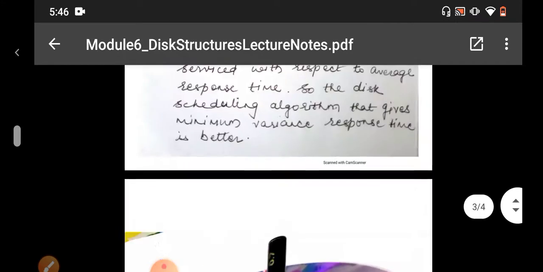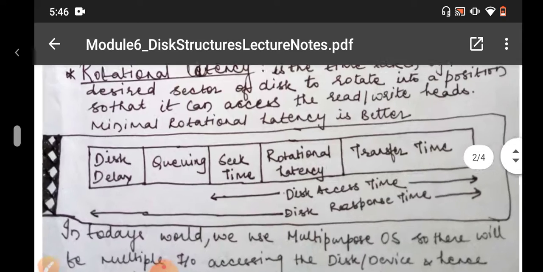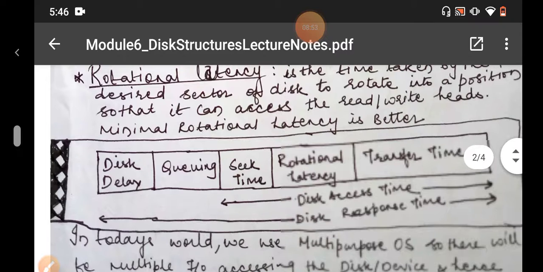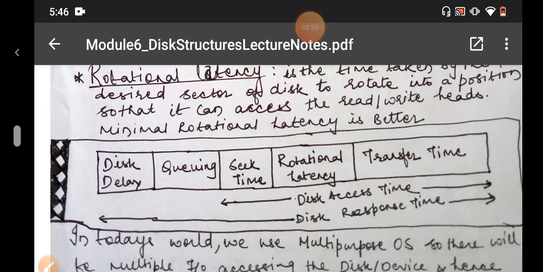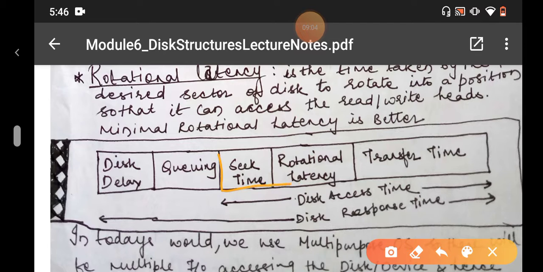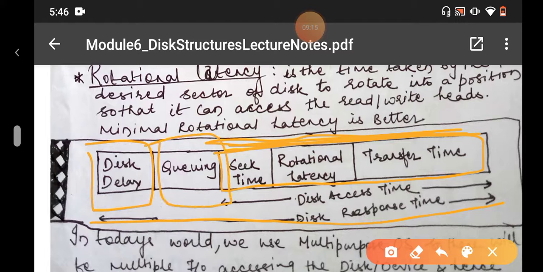Now in short, there is one diagram which makes it very easy for you to understand. Your disk has all these parameters: disk delay, queuing delay, seek time, rotational latency, and transfer time. This disk access time which you are seeing is actually the total of these three components. Keep this in your mind. Whereas the disk response time is the disk delay and queuing delay added along with your disk access time. We can also say in this way, disk response time is equal to disk access time plus queuing delay plus disk delay.